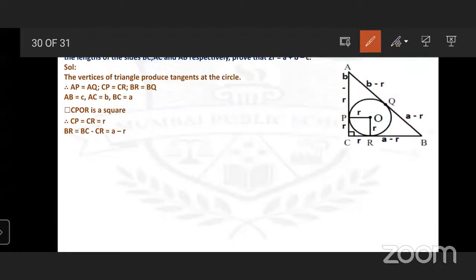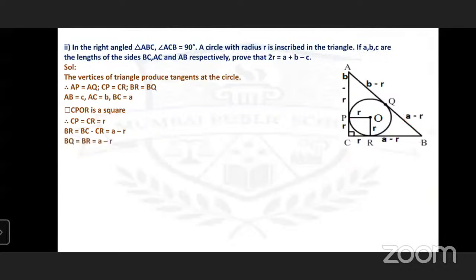Okay, now BQ is equal to BR. We write BQ is equal to BR, that is equal to a minus R. Simply we find BR is equal to a minus R or BQ is equal to a minus R. Similarly, AP is equal to AC minus CP. We already wrote AP is equal to AC, sorry, AP is equal to AC minus CP. So we find b minus R. So AP is equal to b minus R. So AQ is also equal to b minus R.